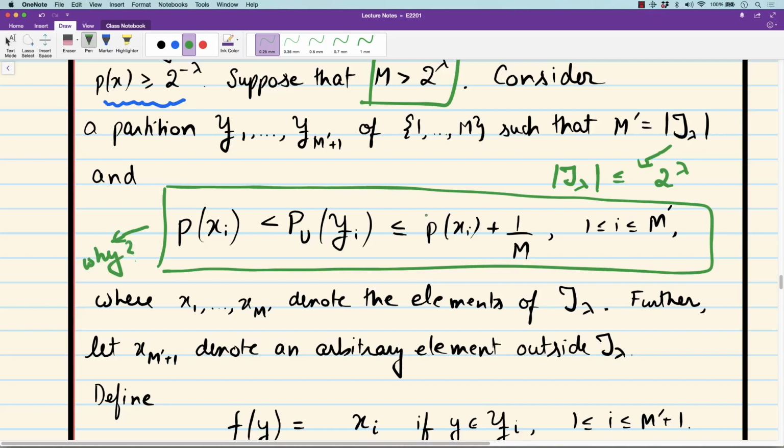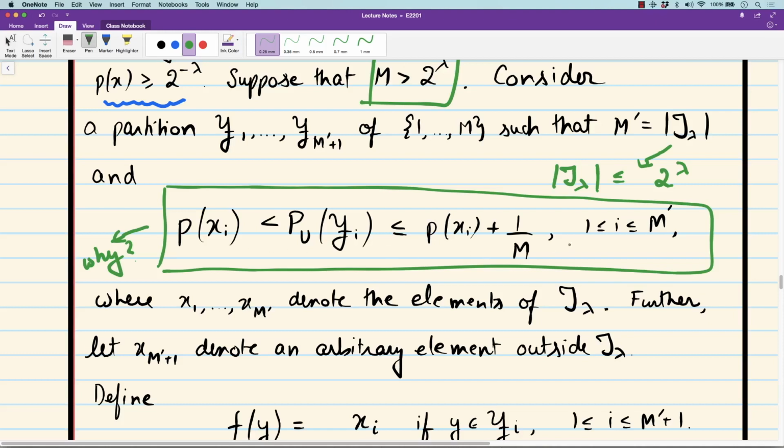So take each element. We know that each element has probability greater than 2 to the power minus lambda, and 1 by m is smaller than that. So you just basically take one element, and these parts here, this probability is under a uniform distribution. So this is just the size of the number of elements you will take here, divided by m, and m prime by m is more than 2 to the power minus lambda.